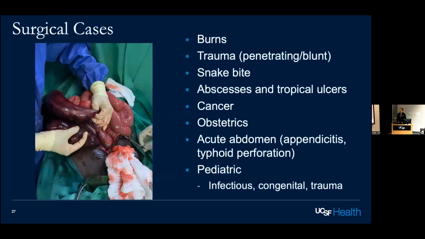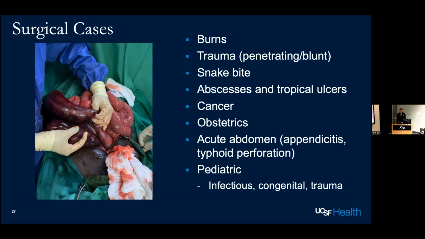So a lot of burns, trauma, both penetrating and blunt, a lot of snake bites. There's a lot of poisonous snakes in South Sudan. Abscesses, tropical ulcers, you can see kind of the whole range of stuff. This is a sigmoid volvulus that a patient came in with and that we did an entire colectomy on. And then we had a fair amount of burns.